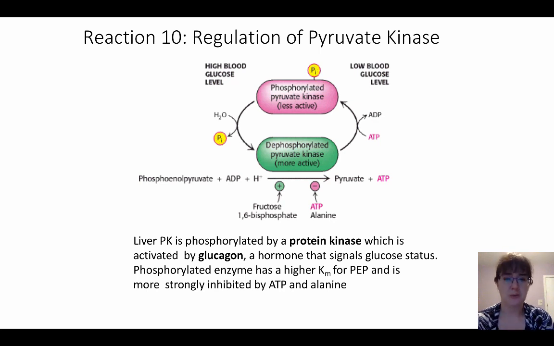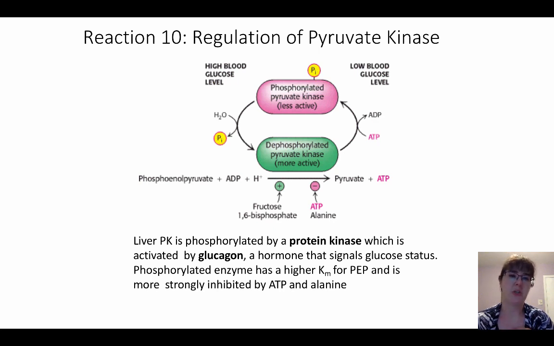So as this goes through, there is another protein kinase, which is activated by glucagon. So that kinase will add the phosphate. When the glucagon signal is active, that is going to make the pyruvate kinase less active. What happens when that phosphorylated enzyme happens is you have a higher Km, and it's also more easily and more strongly inhibited by ATP and alanine.